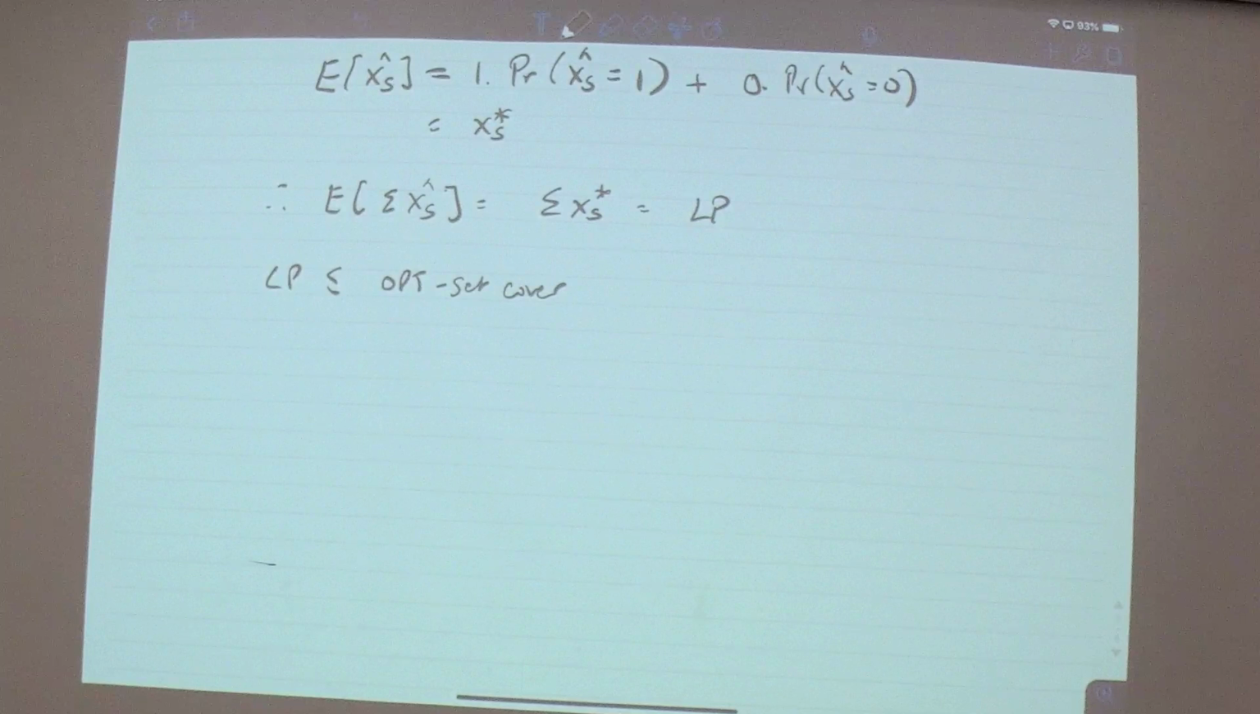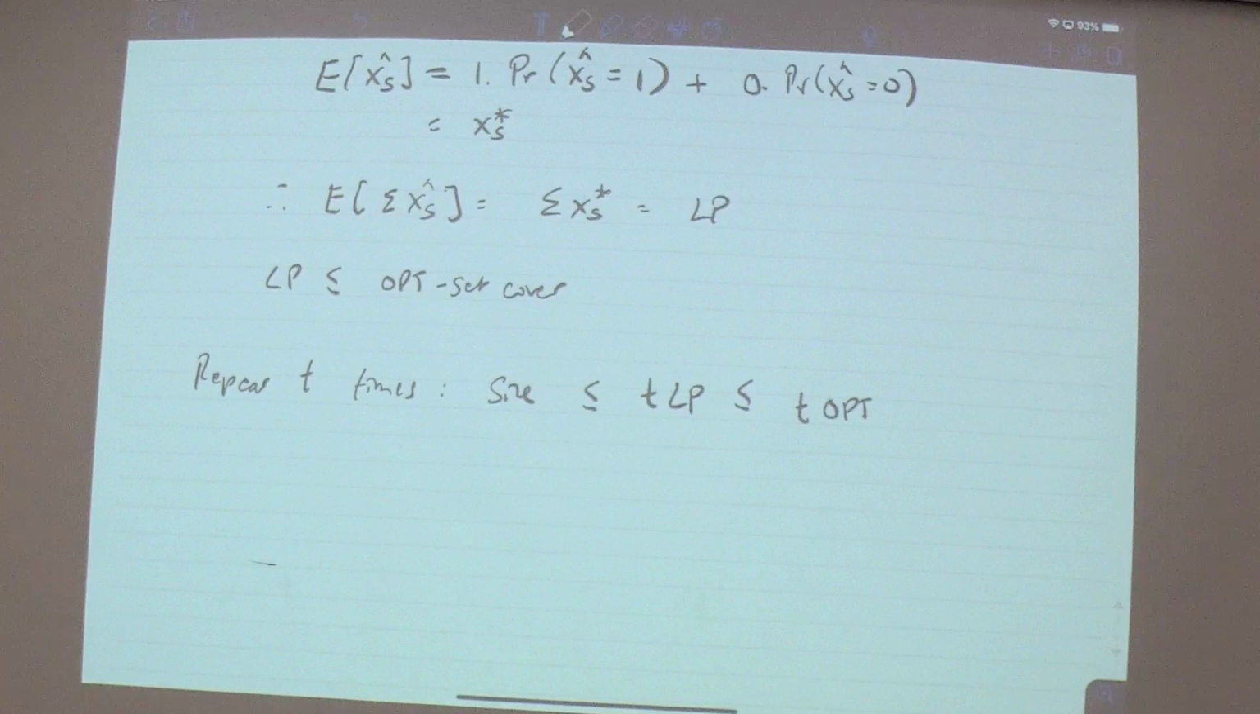Okay? And if we do this t times over, then you'll see in a second why I'm repeating t times. If you repeat it t times, then the size is less than or equal to t times LP, which is less than or equal to t times opt. Right? So hey, this means we should just do it once. The fewer times we repeat it, the better we are compared to opt. If we do it once, it's great.